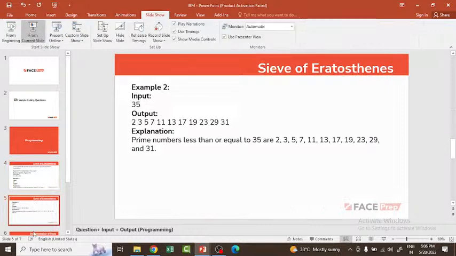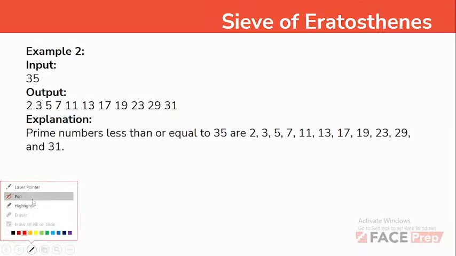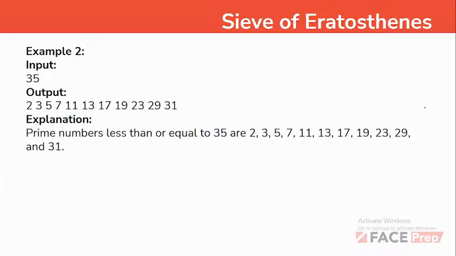Here this is a sample input and output, right? So first I'll create an array of size n plus 1. Why? Because this n is the upper limit up to which we want to find the prime numbers. I'll take this as a Boolean array and initially I'll set all the values as true. So initially all the elements are set to true, assuming that all the numbers are prime.